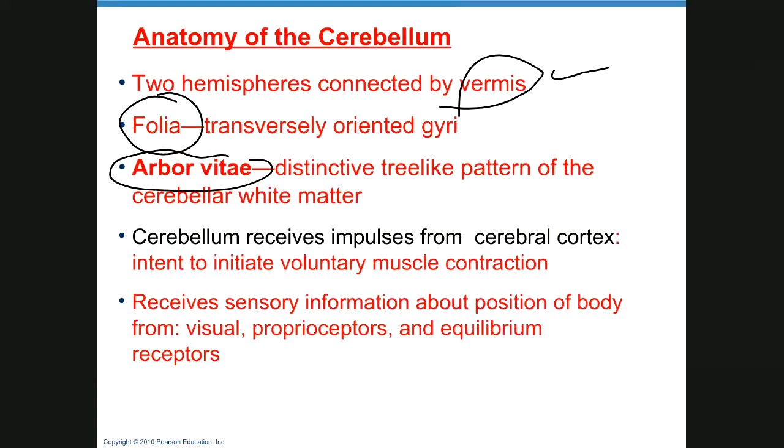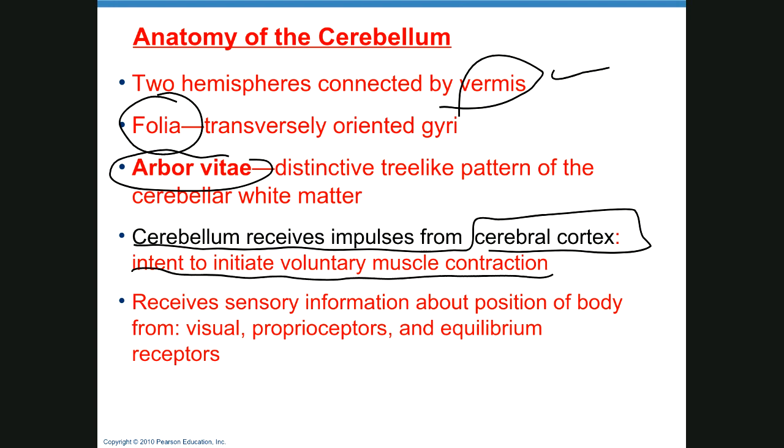The cerebellum receives information from the motor cortex of the cerebrum. And so when we initiate a muscle contraction, or when we plan a muscle contraction, that information will be sent to the cerebellum, and the cerebellum will perform that set of movements in a seamless manner.